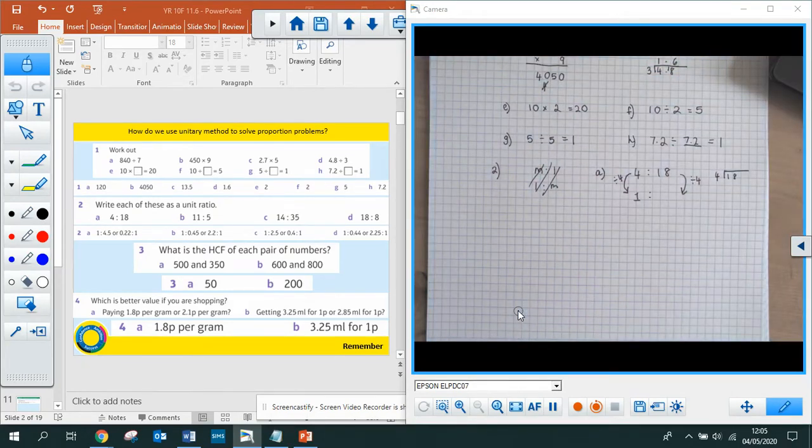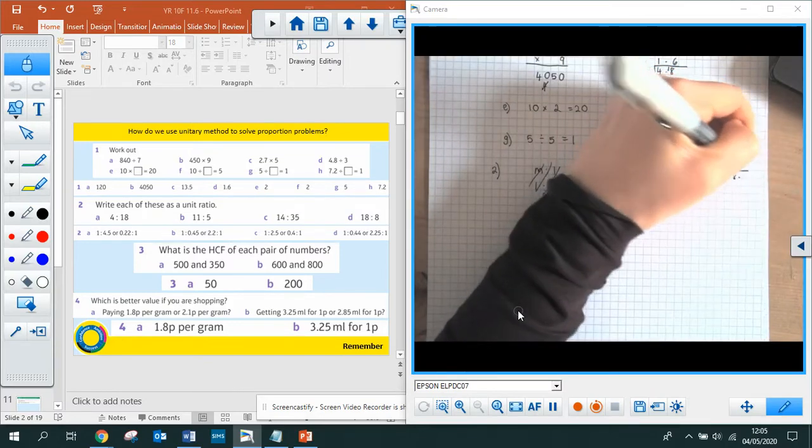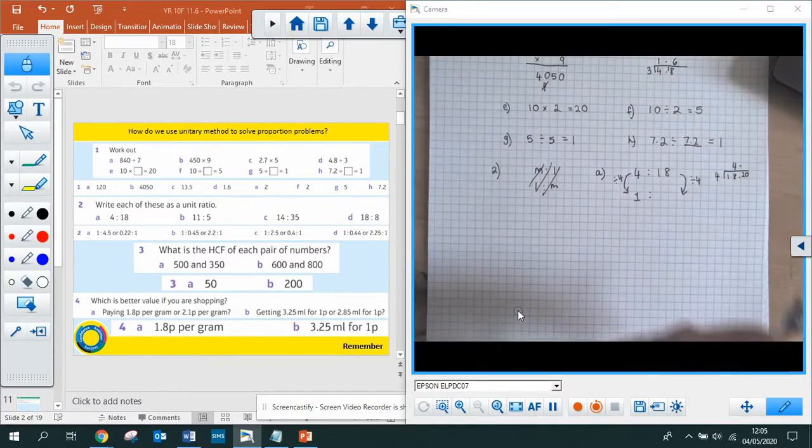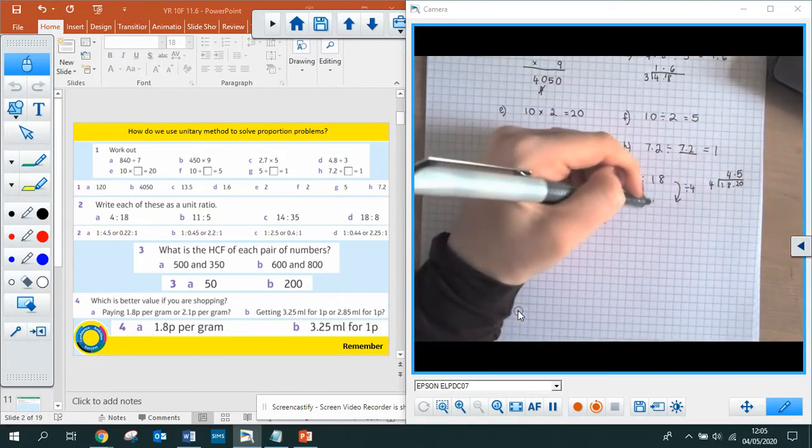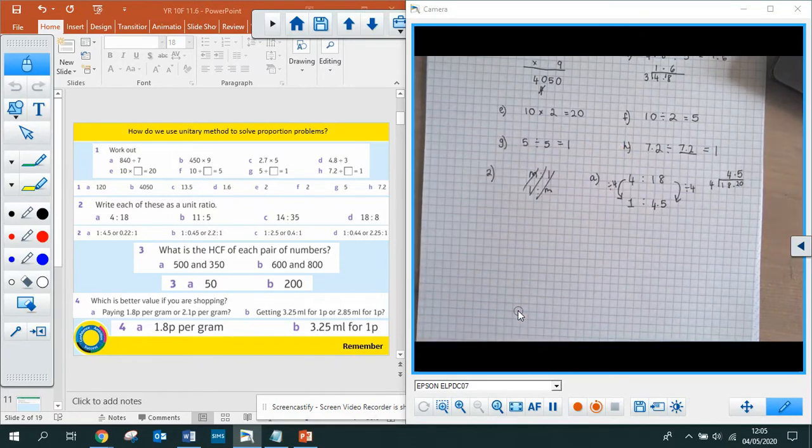So I know that 4 goes into 18 4 times, with 2 remaining. That 2 becomes 20 because we've carried it. 4 goes into 20 5 times, okay, so that's 4.5. So for part A, 4 to 18 as a unit ratio is 1 to 4.5. Okay, they've given you the alternative answer, so 0.22 to 1, that's if you decided to divide by 18. So it is still correct to do that, if that's what you did. Just in general, I find it easier to divide by the smallest number if they don't specify which, okay?